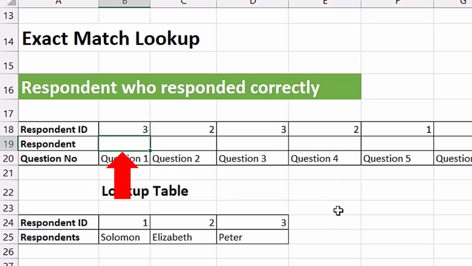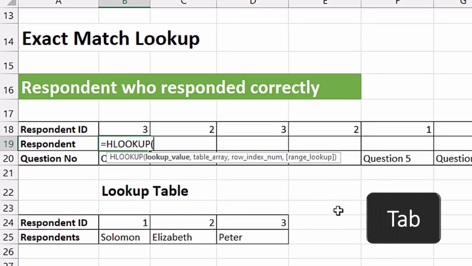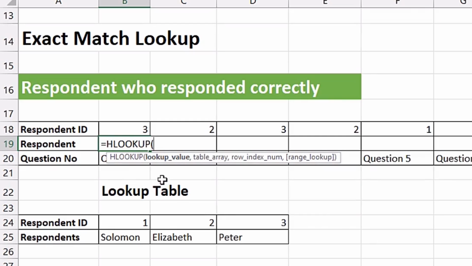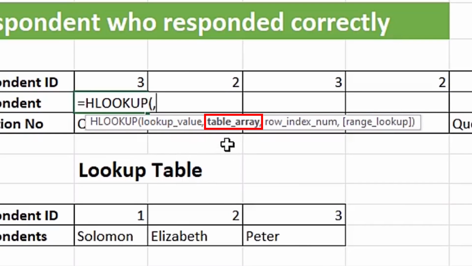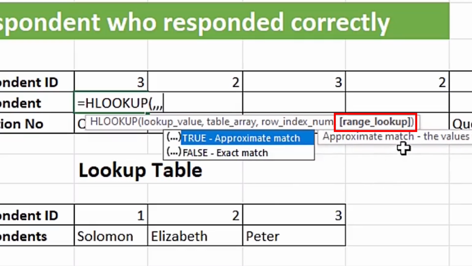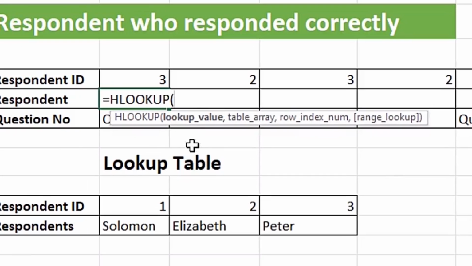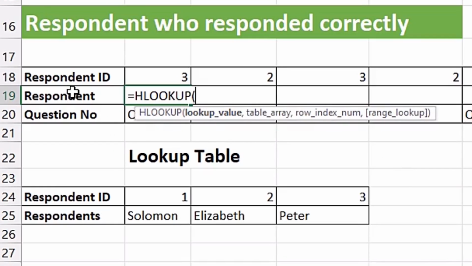With this first cell selected, I'm going to type equals HLOOKUP, tab to select it. Now it also asks for arguments: the lookup value, the table array, the row index number, that is the row index number, not the column index number, and then the range lookup, which is put in square brackets. That means if you know the default, you can leave it out. So I'm going to backspace. Our lookup value is going to be the respondent ID. So I'm going to click on the respondent ID and then comma. Now the table array is going to be our lookup table.